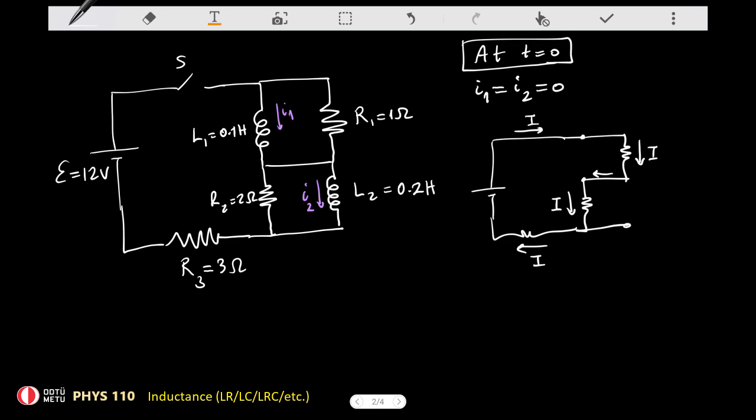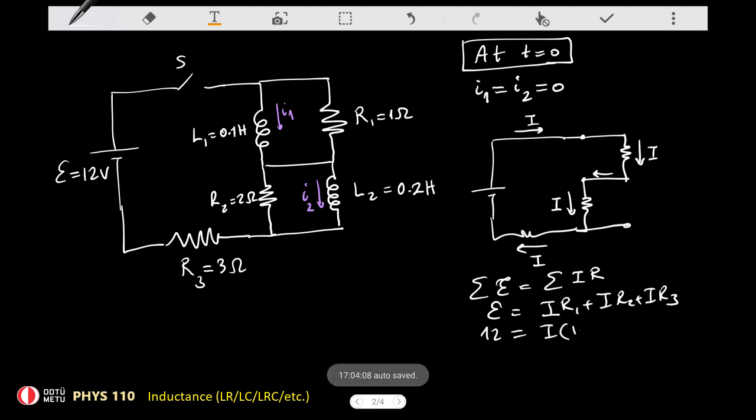All right, so therefore we can write down the loop rule. Obviously, this is our loop that we are going to choose. In the loop rule, the sum of the EMFs is equal to the sum of the current times the resistances. So the EMF is EMF. Current times resistance is I times R1 plus I times R2 plus I times R3. The EMF is 12 volts and the current is, I need to insert in numbers, so I just chose all the numbers in a simple way so that the initial current is 2 amperes.